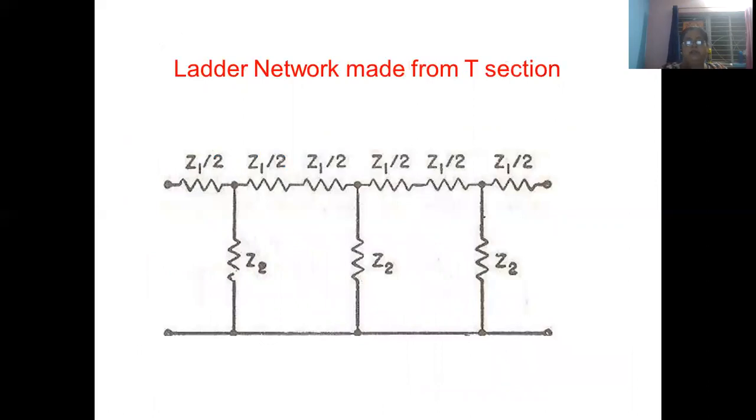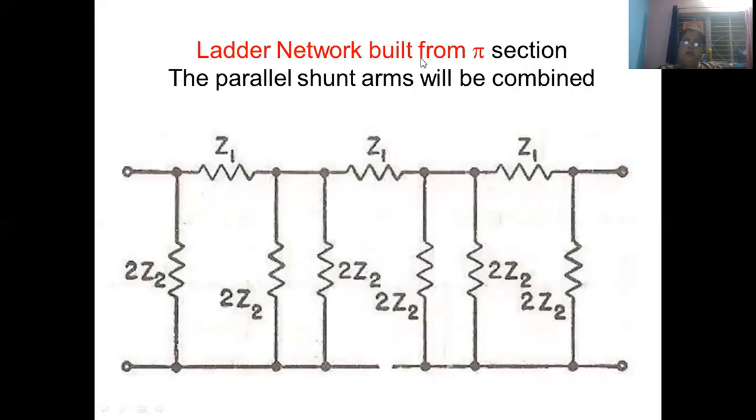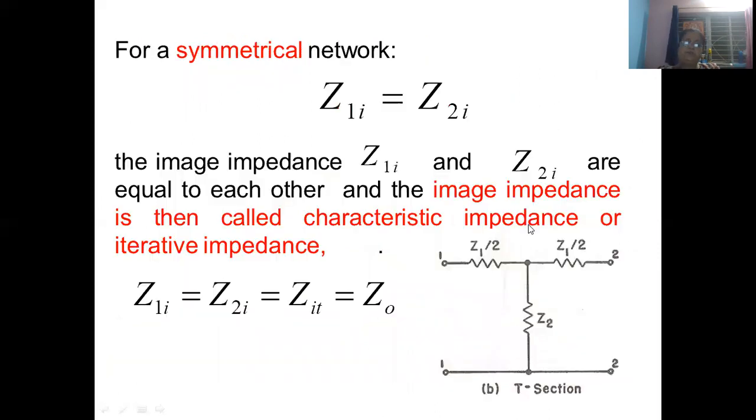This is the ladder network made from T sections. Here, as is clear in the picture, T sections are connected in series to form one ladder section. Series shunt, series shunt, series shunt forms the ladder section. Now in this section we have formed the ladder network built from the pi network. Here also we have connected pi in cascaded mode and we form a ladder section, series shunt, series shunt.